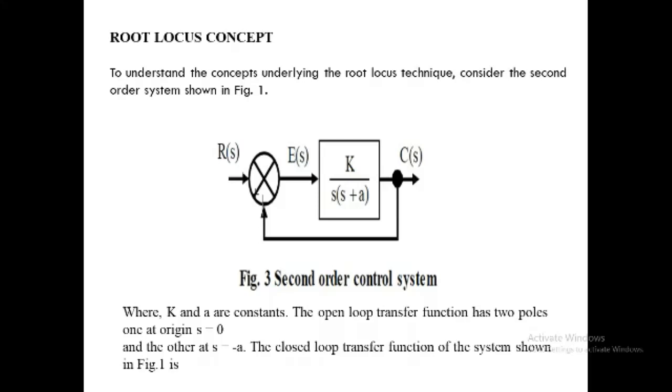Also, when the value of K lies between 0 and A square by 4, the roots are real and distinct. When K equals A square by 4, the roots are real and equal. And when the value of K lies between A square by 4 and infinity, the roots are complex conjugates.